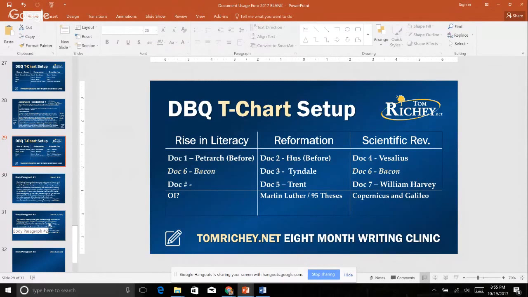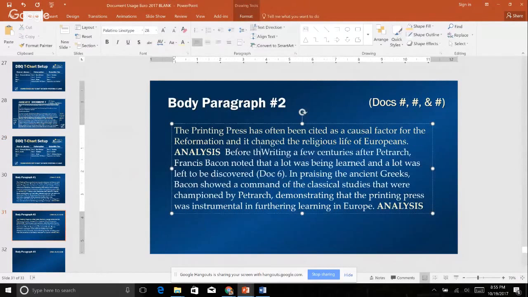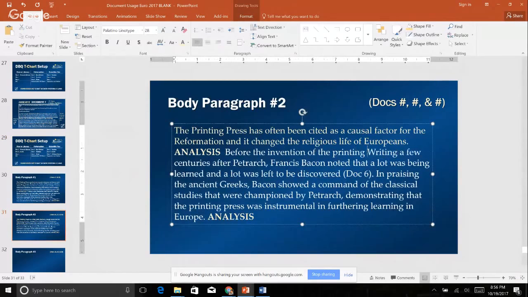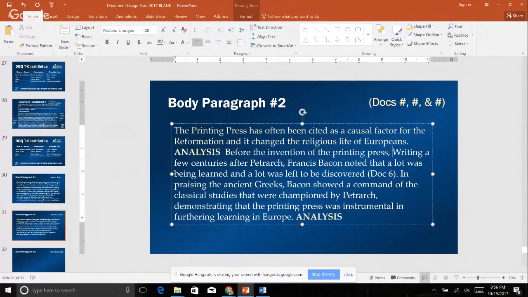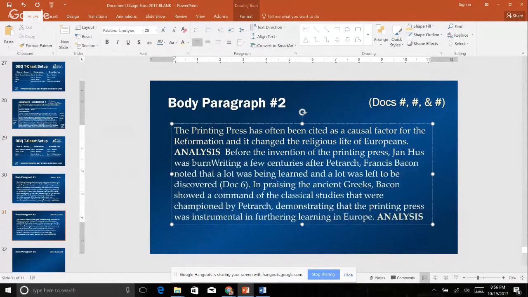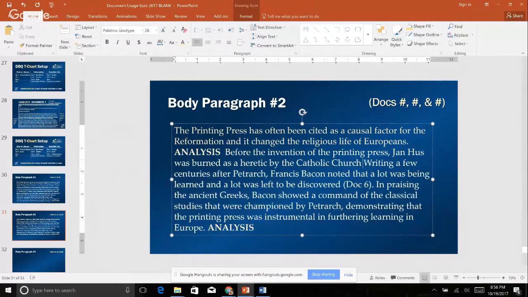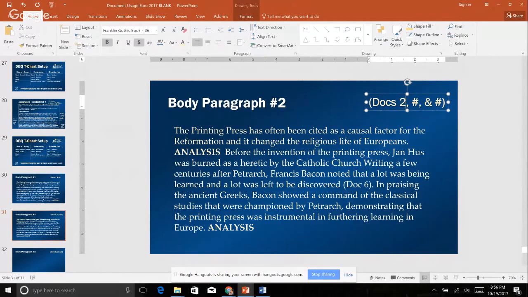Okay, so what I'm going to note here is before the invention of the printing press, Jan Hus was burned as a heretic by the Catholic Church. Now, for this one, I'm using documents, let's see, 2, 3, and 5, I believe. So 2, 3, and 5, just a note there.